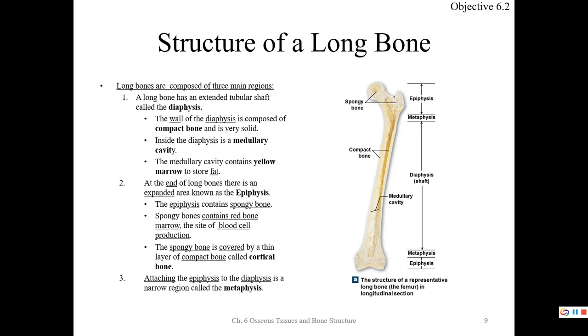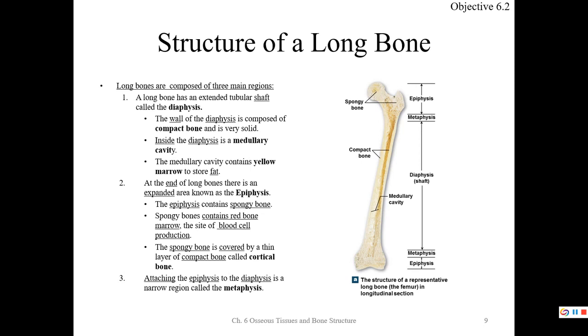So our diaphysis is the long tubular shaft. It is hollow inside. The wall of it is made up of compact bone and is very solid. The inside of the bone is called the medullary cavity that may contain yellow marrow to store fat. The ends of the bones are called the epiphysis. The epiphysis is spongy bone with a thin layer of cortical bone, a compact bone, on the outside. Spongy bone has red bone marrow in it, the site of red blood cell production.